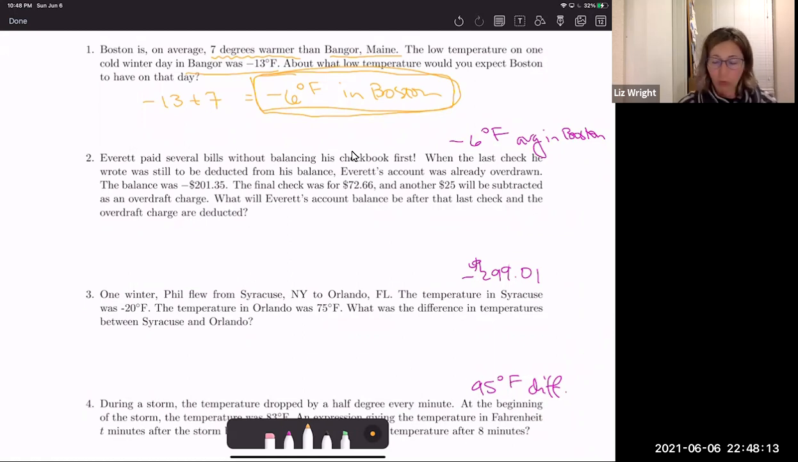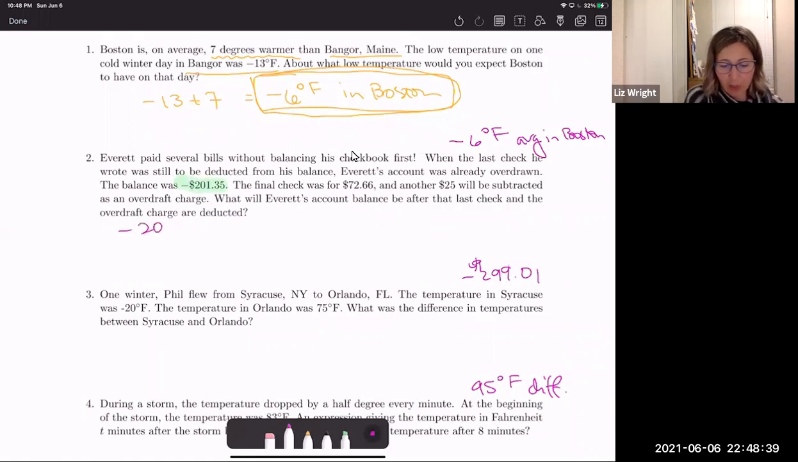The final check was for $72.66, and then another $25 is going to be subtracted as an overdraft charge. What will Everett's account balance be after that last check and the overdraft charge are deducted? All right, so first of all, terrible accounting going on here. Don't let this happen to you.